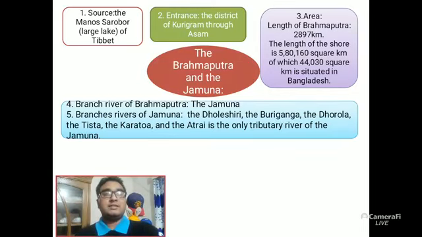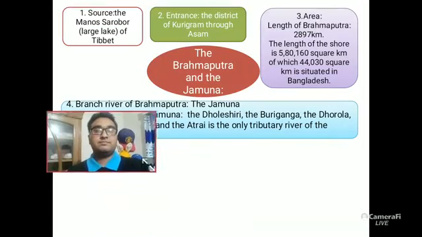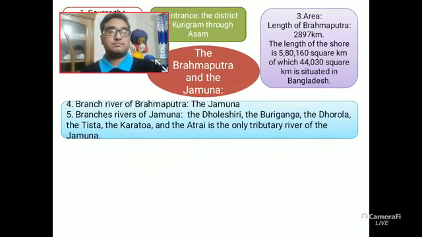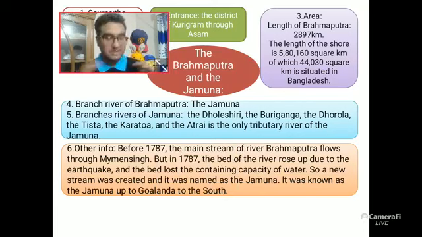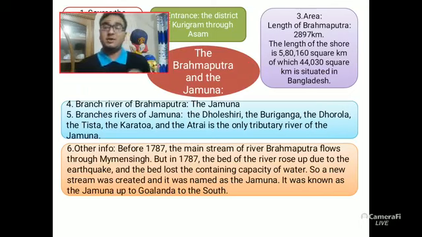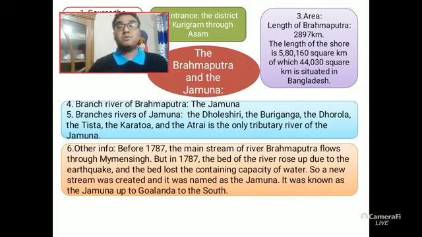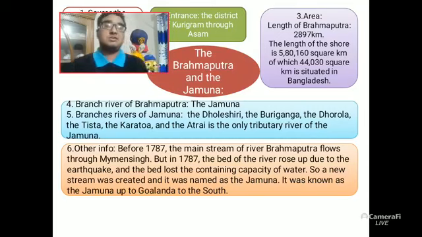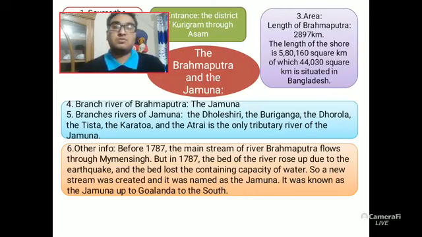So next point is that, other information, and this information is very important regarding the Brahmaputra and the Jamuna. Before now I'm going to discuss this information. Before 1787, the mainstream of river Brahmaputra flowed through Mymensingh. So that was very natural.